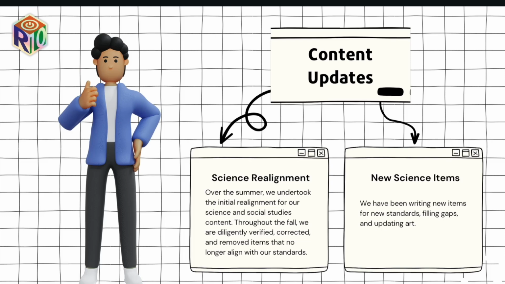All right, as you know, the science standards were updated, and over the summer we did our initial realignment for science and social studies content, and then throughout the fall we have very diligently worked to verify, correct, remove items that no longer align with our standards. We've been filling gaps, updating art, doing all the things to ensure that our science items and also our social studies items are meeting your needs based on the new implementation.